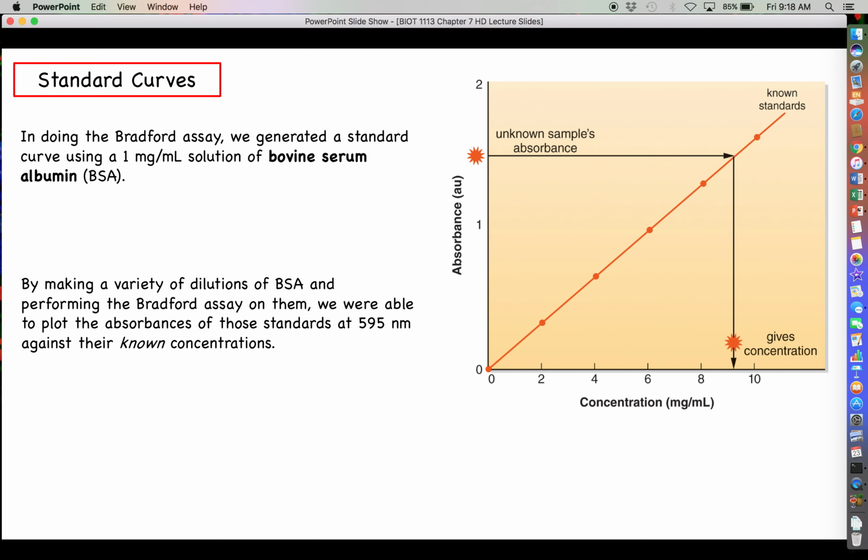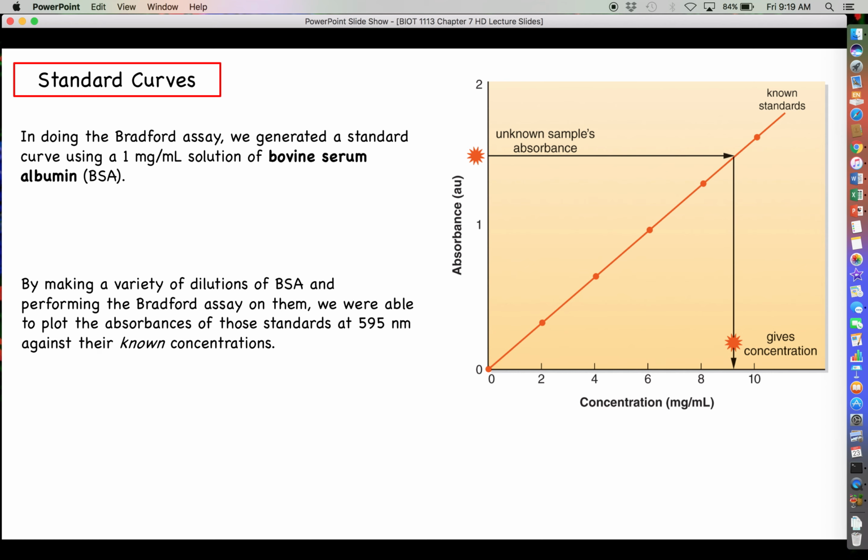So what we did with that is that we made a variety of dilutions of BSA. We had one tube that didn't have any BSA in it. We had another tube that just had 1 microliter of BSA in it, another one that had 2, another one that had 5, and another one that had 10. So starting with no BSA, we had 5 tubes that became progressively more and more concentrated with total protein. So along with our unknown samples that we're trying to figure out the concentration for, we also had these standards that we did the Bradford assay on alongside with them.